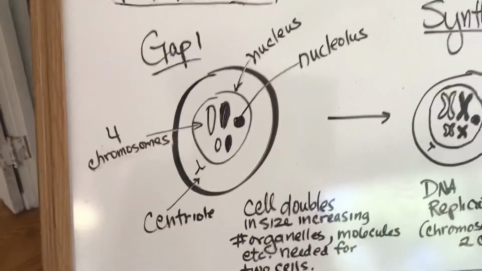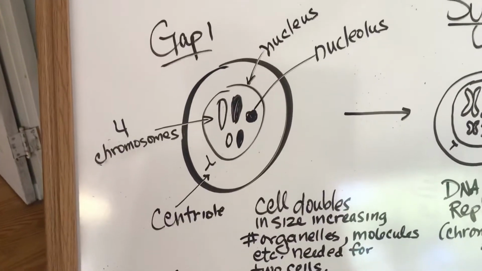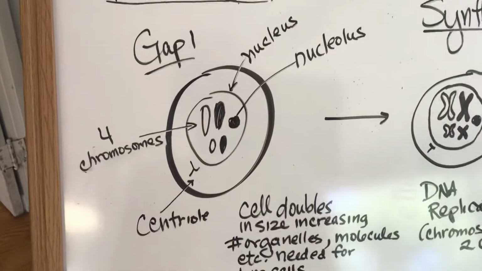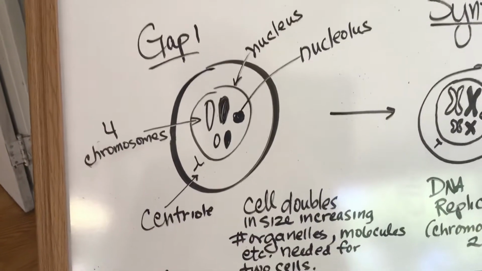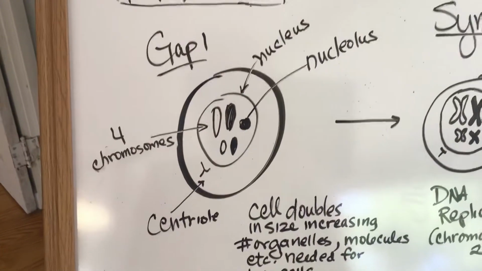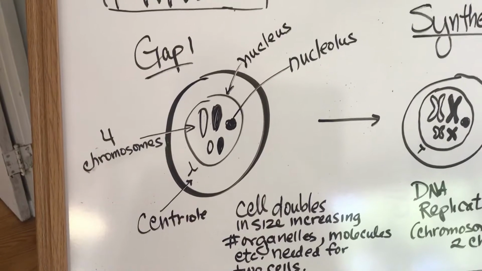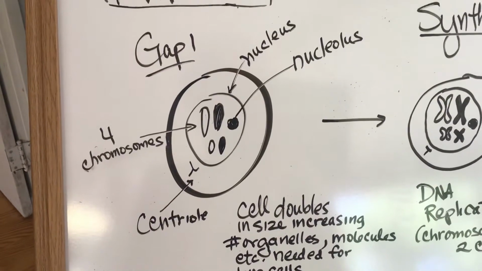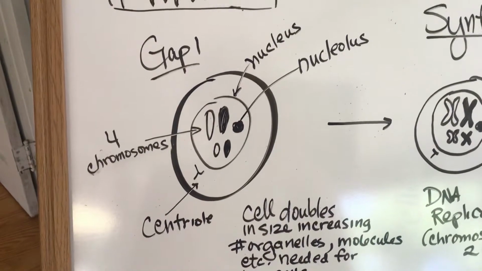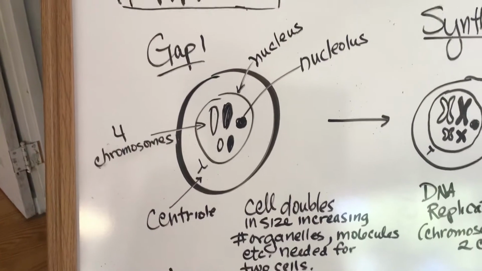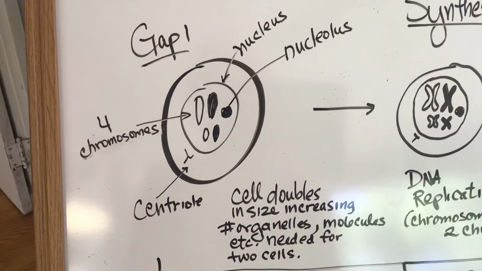So in gap 1, what we have is the original cell. Notice that it has 4 chromosomes in this case. I just drew them so that you can see them, but in reality the chromosomes would be uncoiled and loosely hanging within the nucleus, and you would only see it as like a grainy matter called chromatin. The nucleolus would also be present, and the centrioles in an animal cell. Plant cells do not have centrioles. They have microtubule organizing centers.